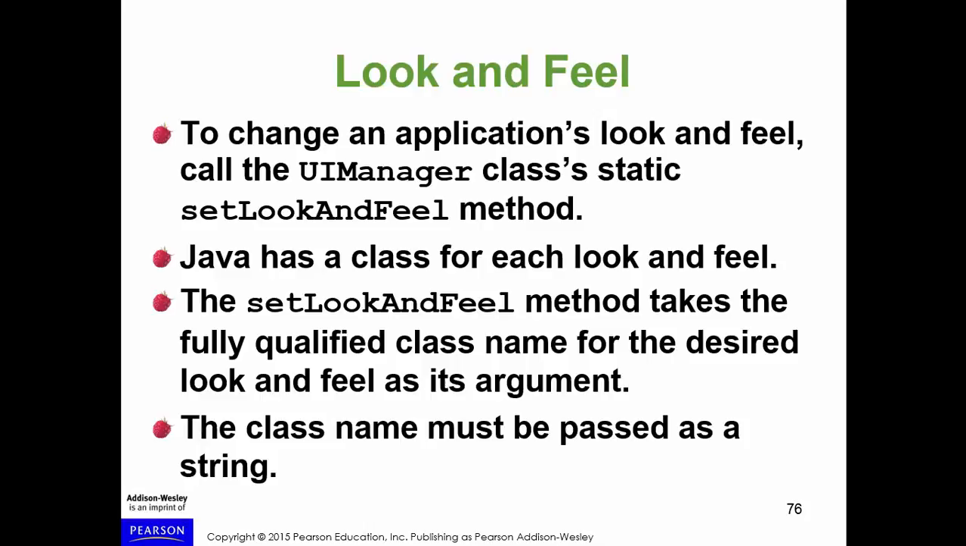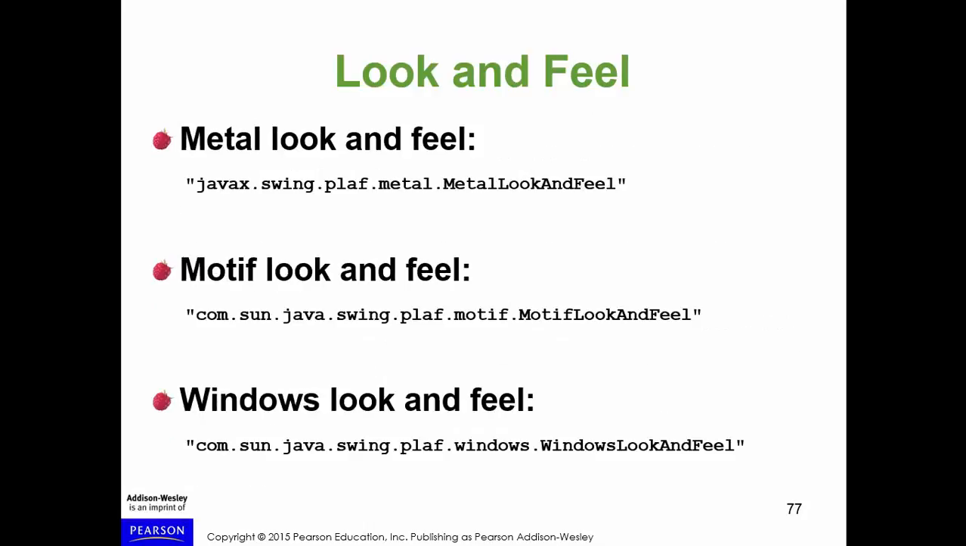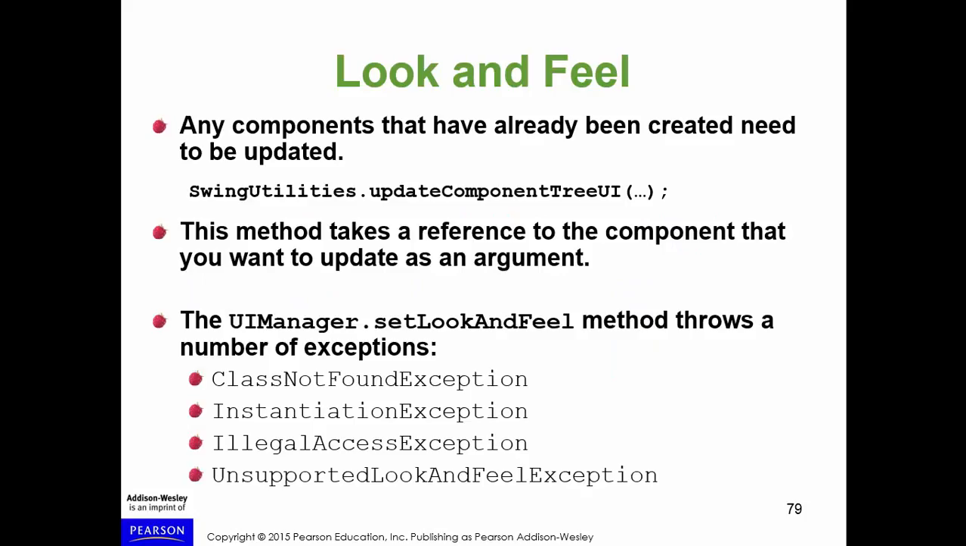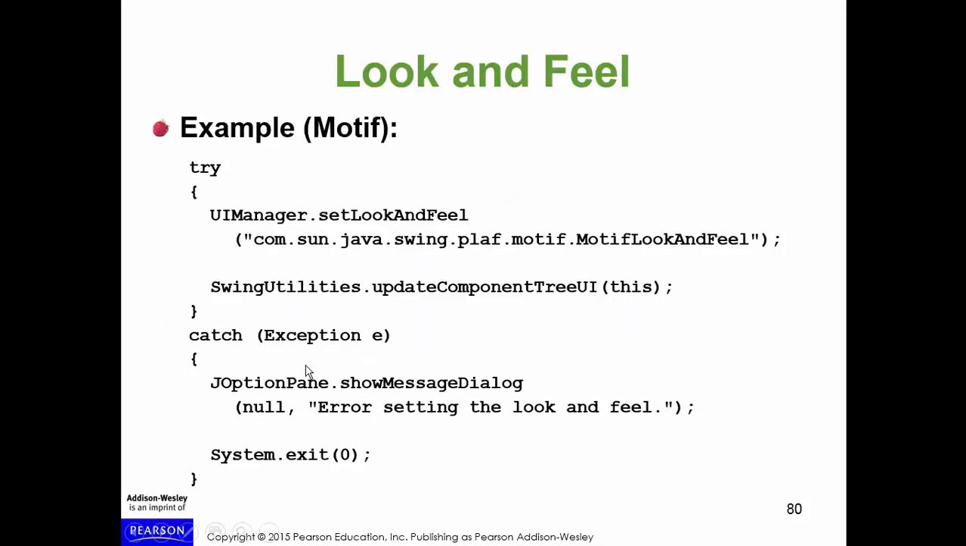You change an app's look and feel by calling the UIManager class's setLookAndFeel method. So here's how you'd set the metal, here's how you'd set the motif, here's how you'd set the windows. There are pictures in the book of what each one of these looks like. Oh, and here they are. That's pretty much it for the chapter.